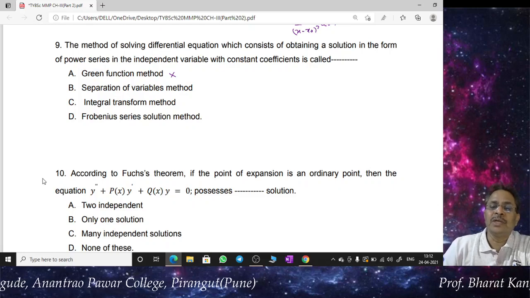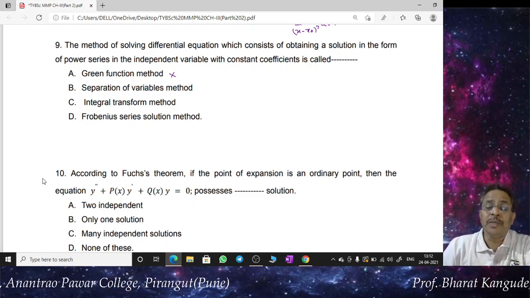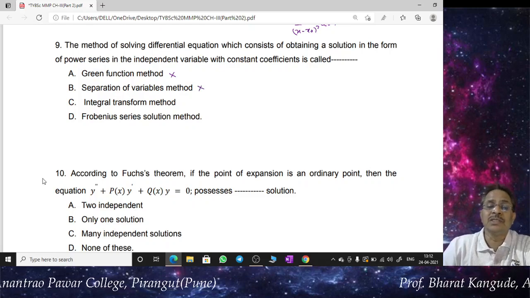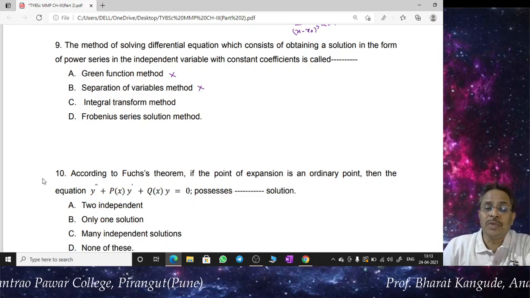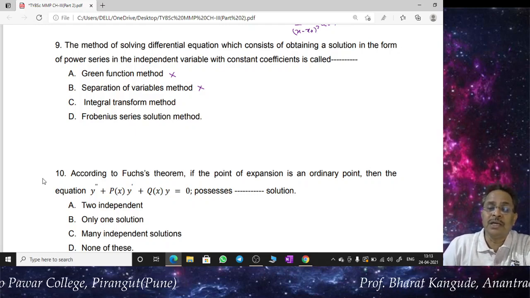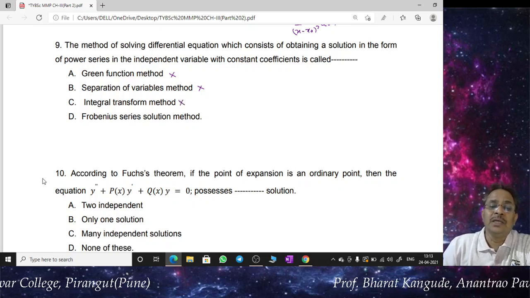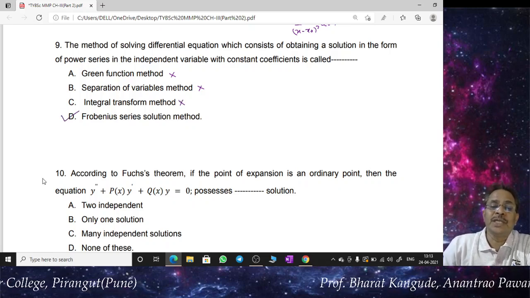Separation of variables method, we have already seen, only separates, but we have to apply different methods for solving these differential equations later on. So separation of variables is not there. Integral transform method is altogether different, and doesn't require this type of method. And naturally this method is called the Frobenius series solution method.